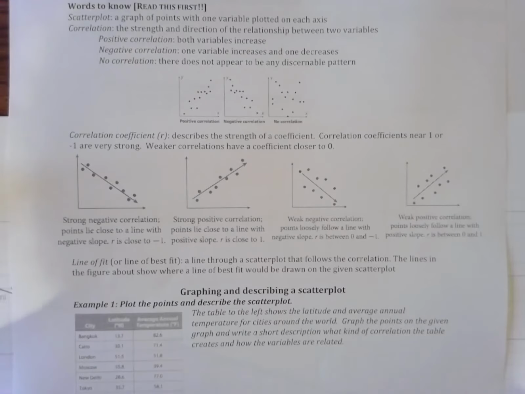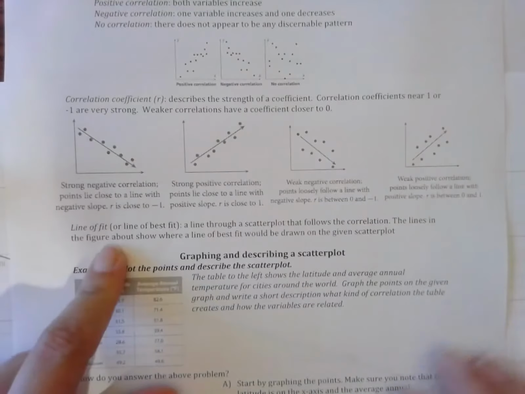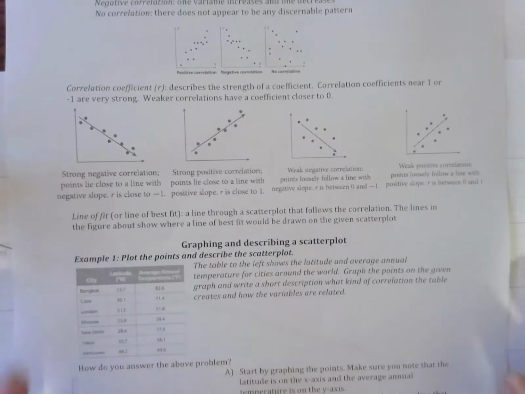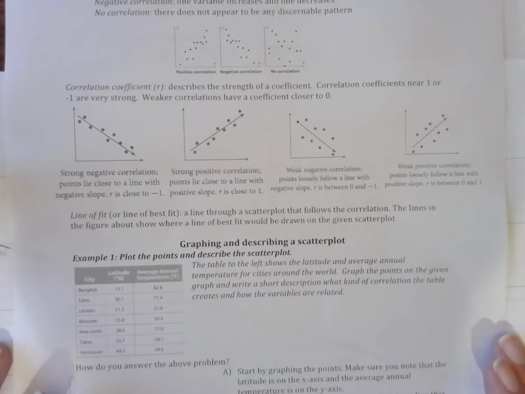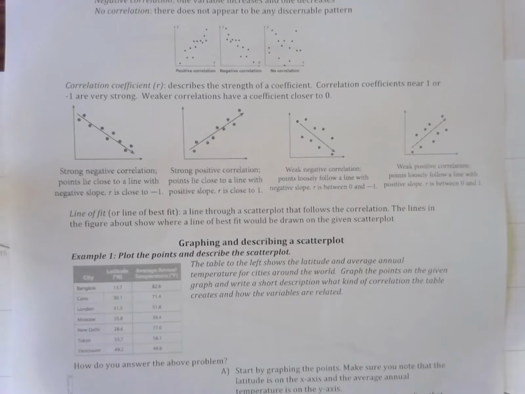And we're going to take that and try to find what's called a line of fit or a line of best fit, depending on what you're reading. And that just gives us a way to write a function so that we can make predictions or estimates about where other points on the graph might lie.